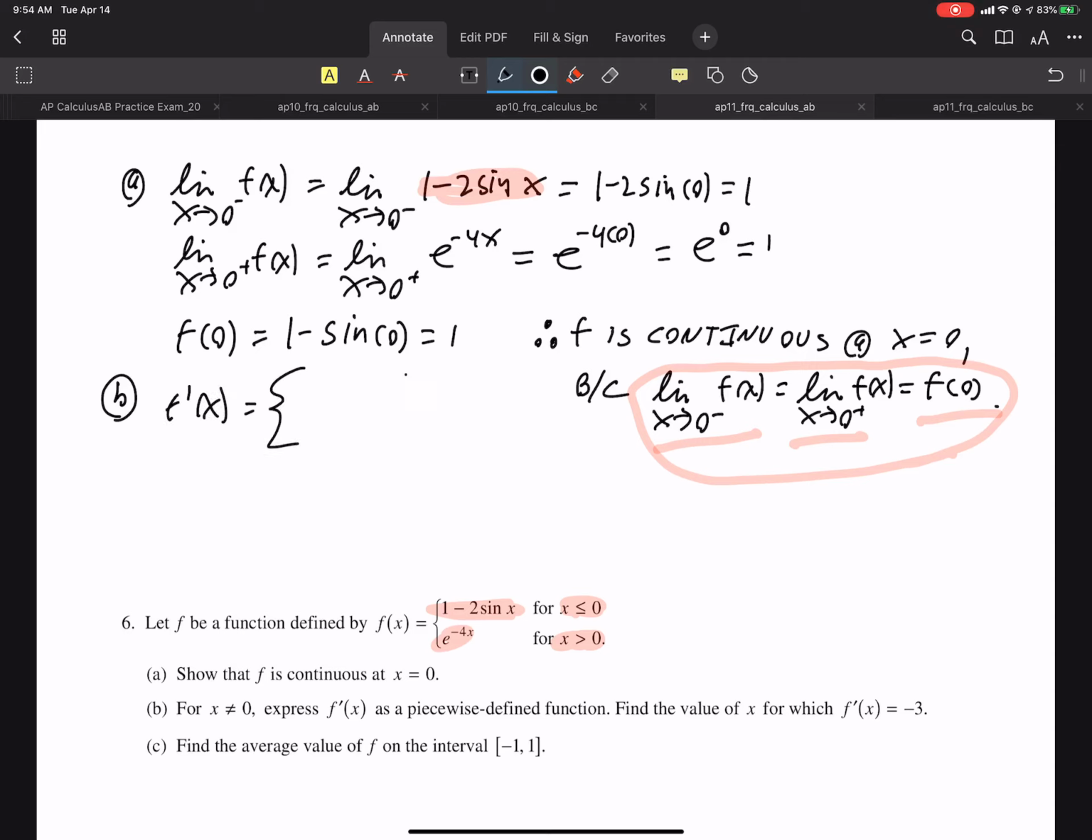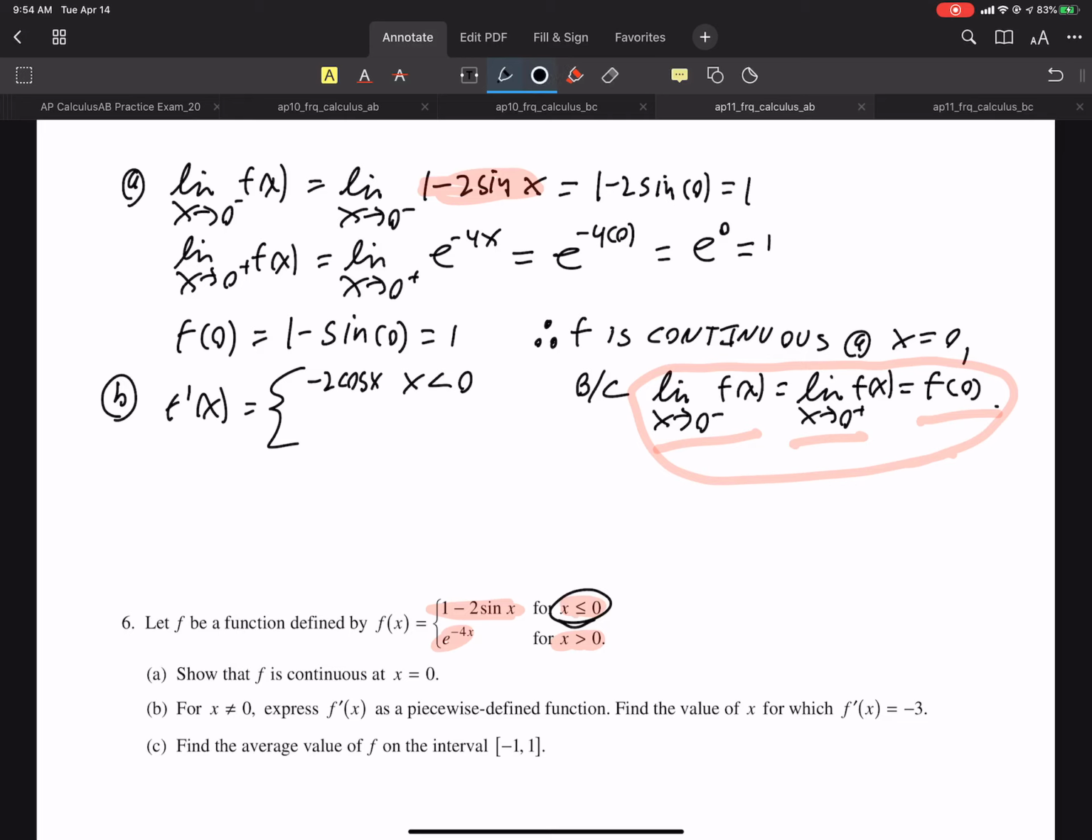Okay, so for x less than 0, I'll tell you why we don't do equals here. Even though there's equals there, we're not going to put equals here, and I'll explain why. But the derivative of 1 is 0. The derivative of -2 sine x is just -2 cos x. So we're done with that.